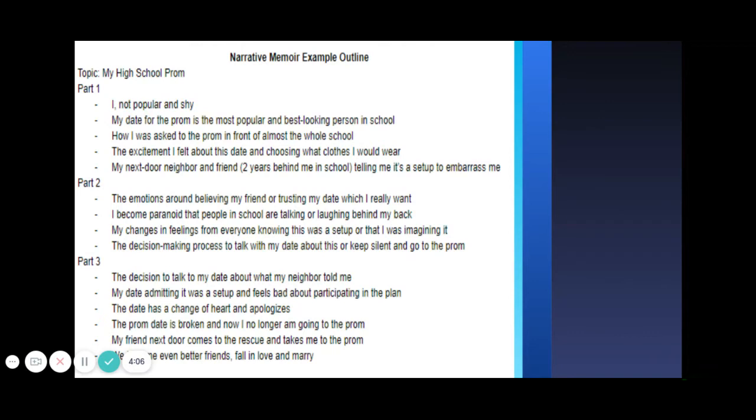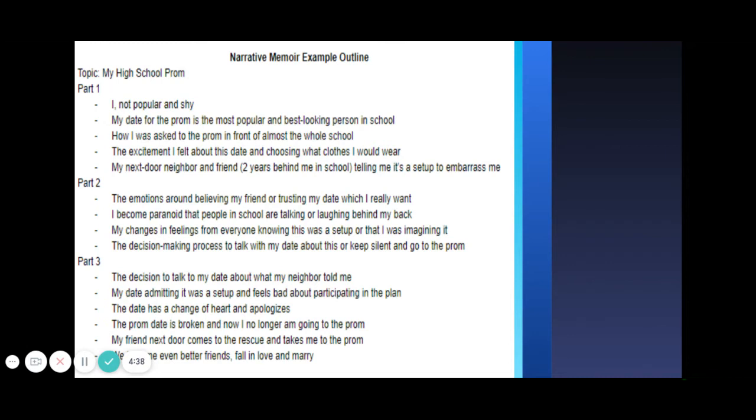If we were to do a narrative structure about, let's say, a high school prom story, this is what one might look like. Part 1 would start with the beginning of the story. You introduce the characters, the setting, and the conflict. So, the character is me. I'm not popular. I'm shy. Another character is the date for the prom, who's the most popular guy in school, and he's best looking. And the conflict is that the great-looking guy asked me to the prom in front of almost the entire school. I'm super excited about it, looking forward to it.